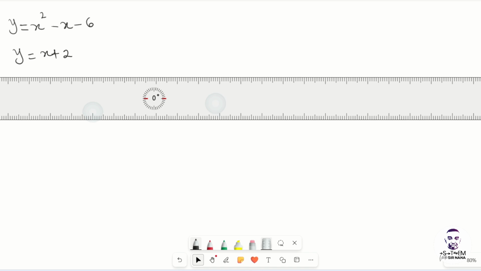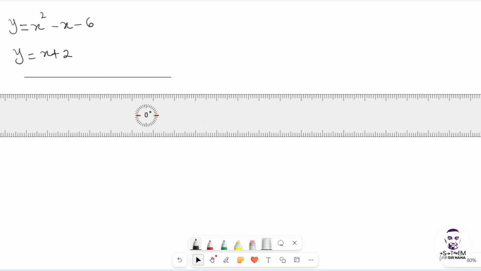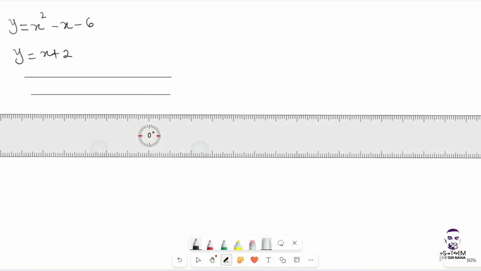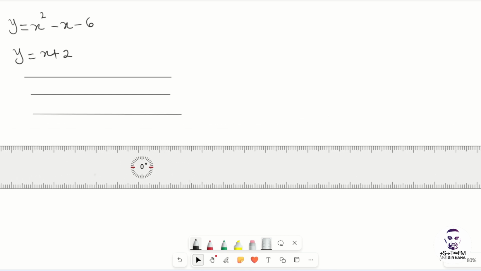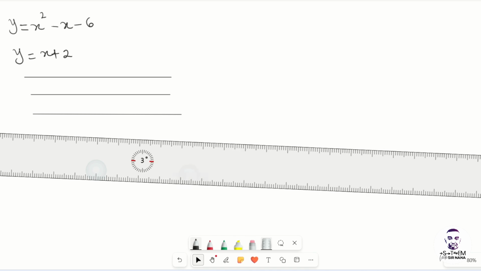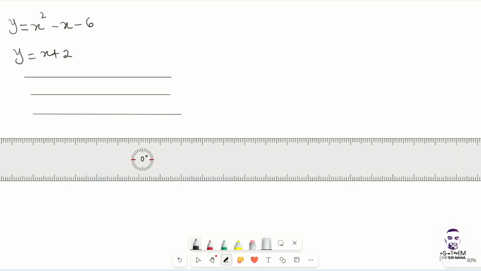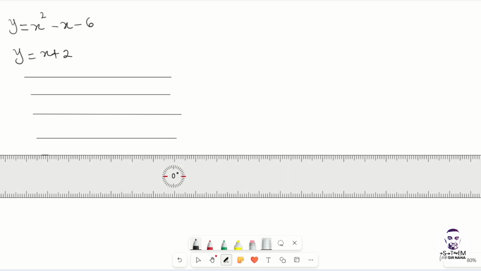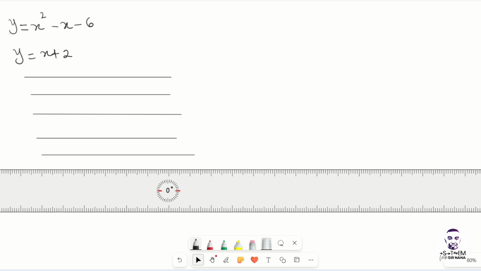So you are going to have our table. We can draw some tables so that we use the table to be able to find that. So we have our table here for the quadratic function, and let's draw a table for a linear function as well.